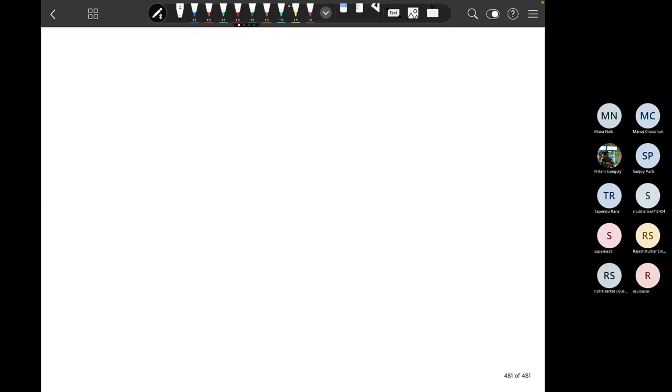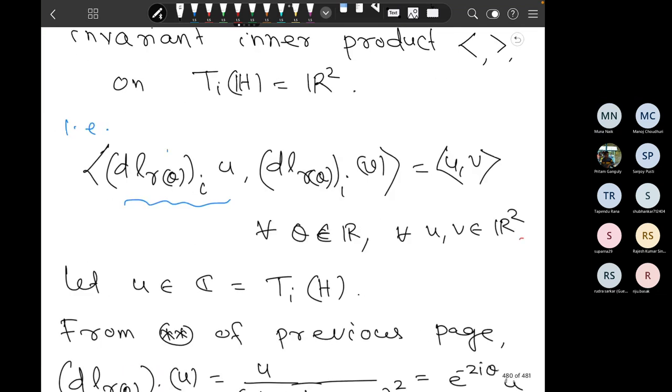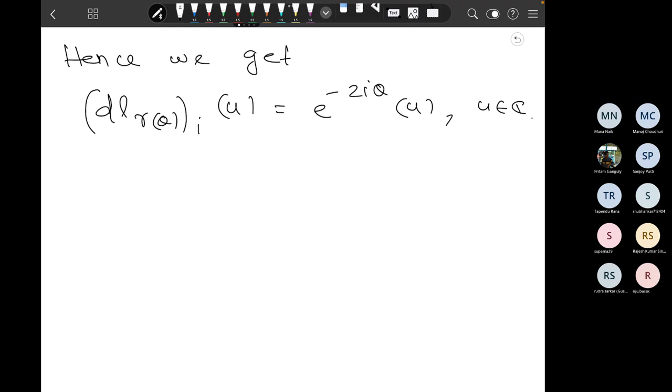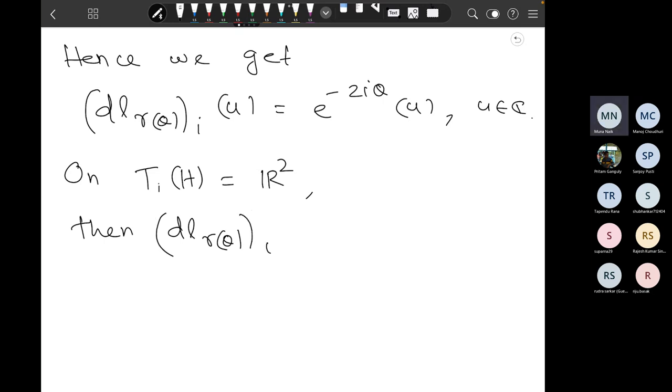So hence we get dL_R theta at i of u is equal to what? e to the power minus 2i theta times u, where u belongs to C. But if you change to the R2 picture, this is really nothing but multiplication by a complex number, e to the power minus 2i theta. So on T_iH equal to R2, if you go to the R2 picture, then dL_R theta at i is really nothing but a rotation by minus 2 theta.